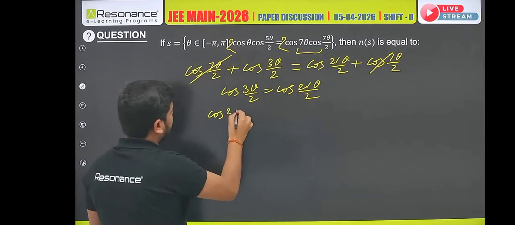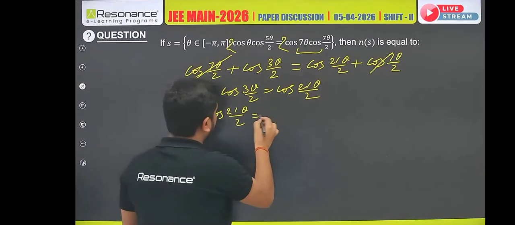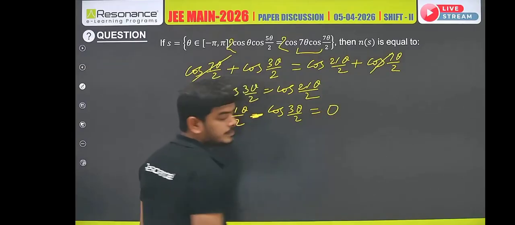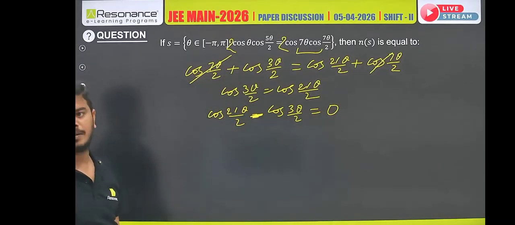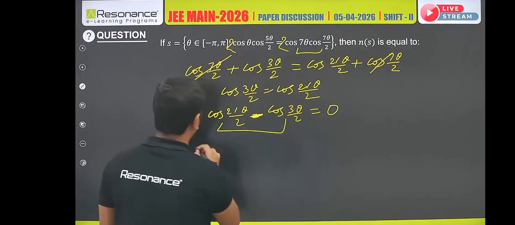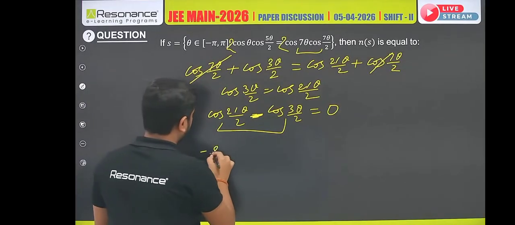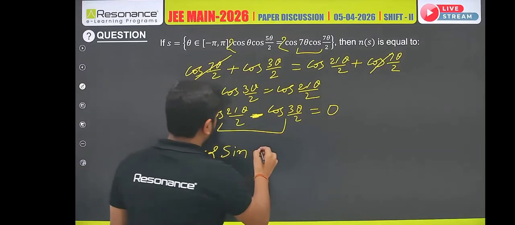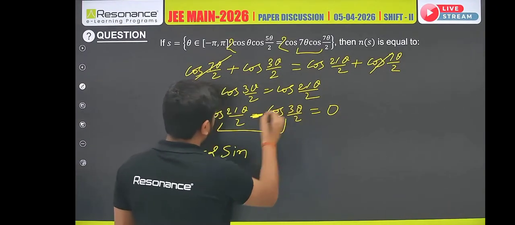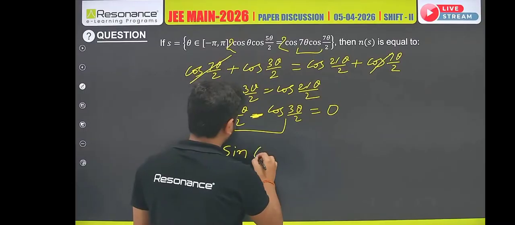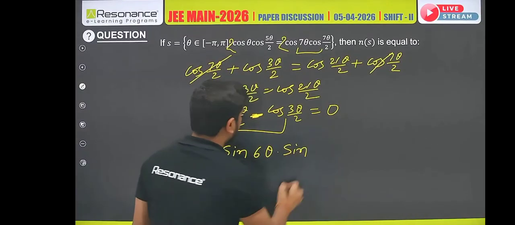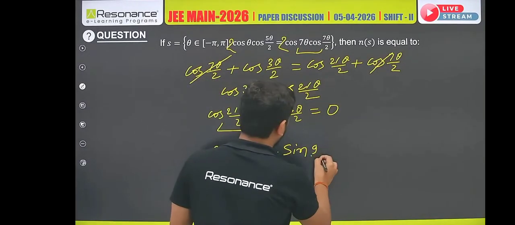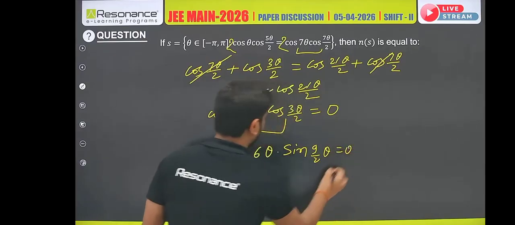Now take one side, you will get cos 21θ/2 minus cos 3θ/2 is equal to 0. Now cos C minus cos D you can apply here. Cos C minus cos D will become minus 2 sin((C+D)/2) sin((C−D)/2). You will get 24/4, 6θ, into sin((C−D)/2), how much? 18/4 means 9/2 θ, equal to 0.